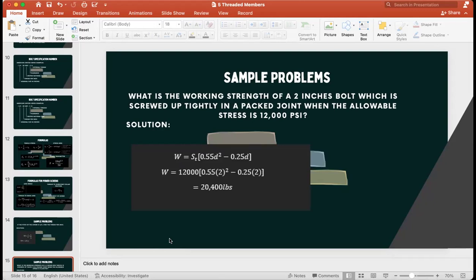So you have the formula, the strength, sorry, S_T, which is 12,000 PSI. Then you just do 0.55 times 2, the diameter is 2 inches, and then that would be the weight.